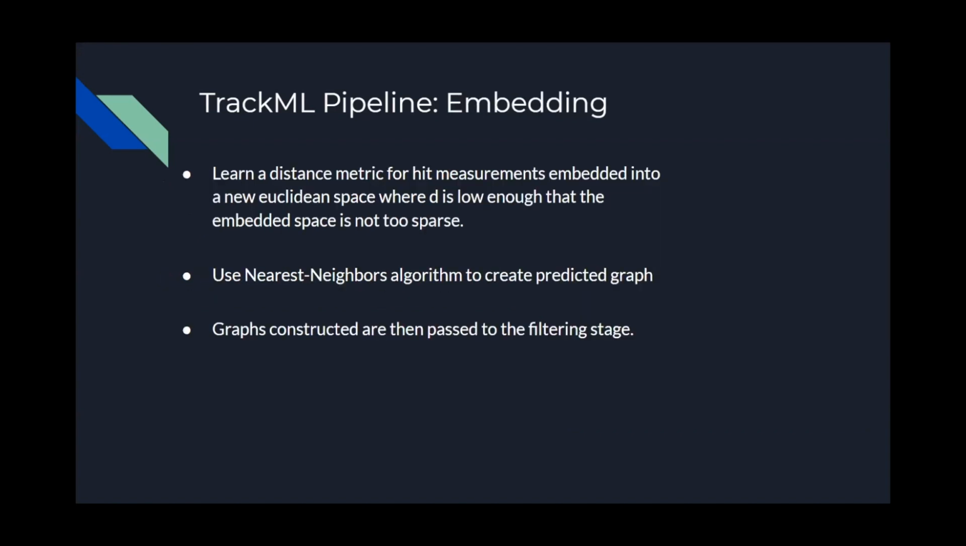The next stage that I looked at was the embedding, which involves learning a distance metric for the hit measurements that are embedded into a new Euclidean space. These ensure the dimension is low enough such that the embedded space is not too sparse. And the other thing in the embedding that was crucial was the application of the nearest neighbors algorithm to create the predicted graph. I'll be going into more detail with that.